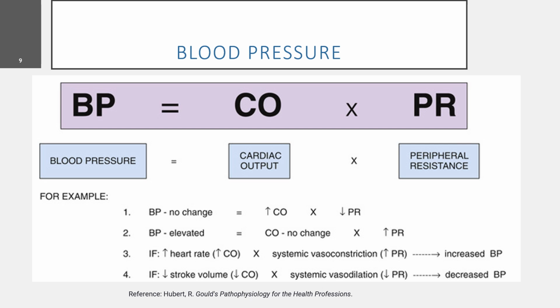An analogy is peripheral resistance is like pinching a garden hose. You pinch the hose and the pressure and flow increase. You release the pinch and the pressure and flow decrease. Systolic pressure is the pressure during ventricular contraction, and diastolic pressure is the pressure during ventricular relaxation.